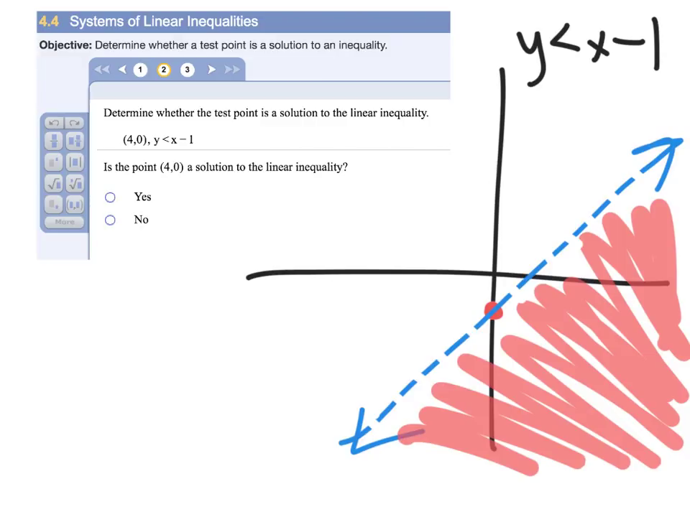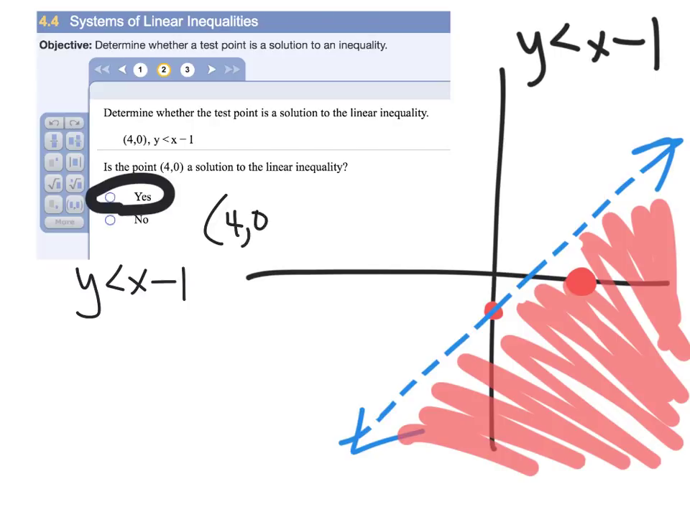So where is 4, 0? Well, 4, 0 is going to be somewhere, I don't know, here maybe, I guess. So the answer is yes, at least it looks like it. So here's how we would figure it out using numbers. You've got y is less than x minus 1, and our test point is 4 comma 0.